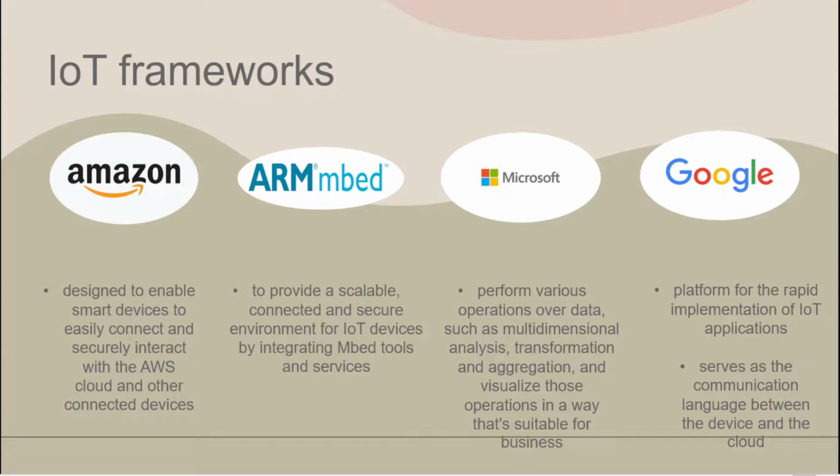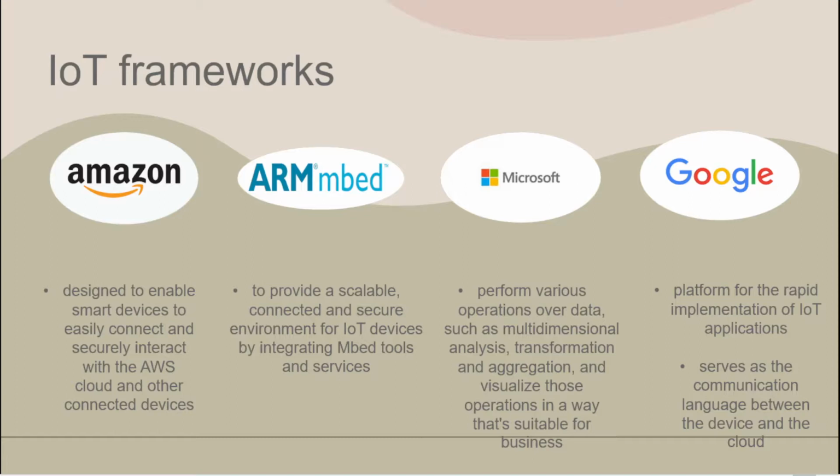IoT frameworks. There are some examples of IoT frameworks, and one of them is Amazon. Amazon is designed to enable smart devices to connect easily and securely interact with the AWS cloud and other connected devices. The second example of IoT frameworks is AHMAD. AHMAD provides a scalable, connected, and secure environment for IoT devices by integrating embedded tools and services.